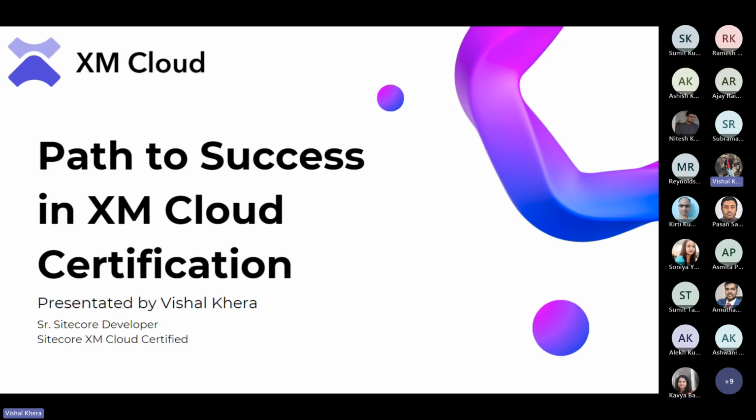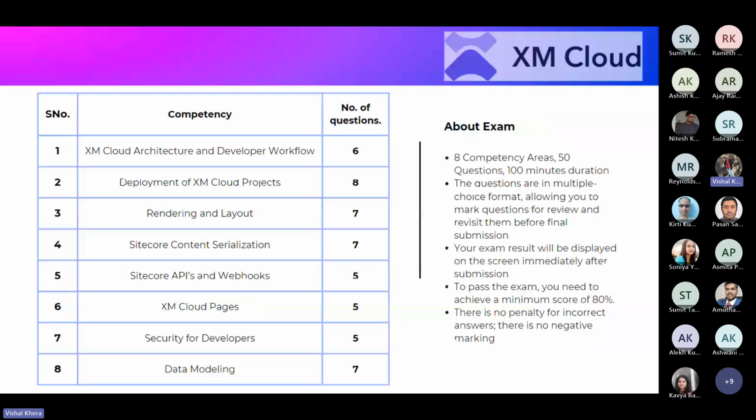The topic is the path to success in XM Cloud certification. In this exam, we have 8 competencies from which the exam will be managed. There will be 50 questions and 100 minutes of duration to complete the exam, and the pattern will be almost the same as the 9 and 10 exams, if you have already taken them. You need 80% of marks to clear this certification, and once you submit the exam you will get the result at the same time.